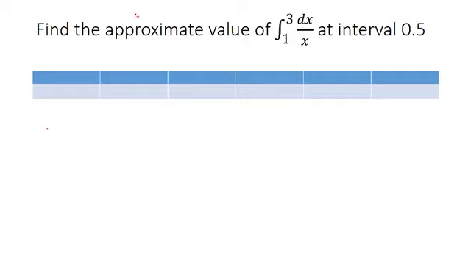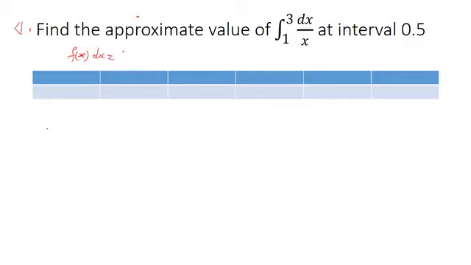Welcome back. Now, with what you're seeing in front of you, there's a question that says find the approximate value of the integral from 1 to 3 of 1 over x dx at an interval of 0.5. You can still remember the trapezoidal rule that we stated. Let me just put it down here as a form of reminder. We have to use it in solving this.